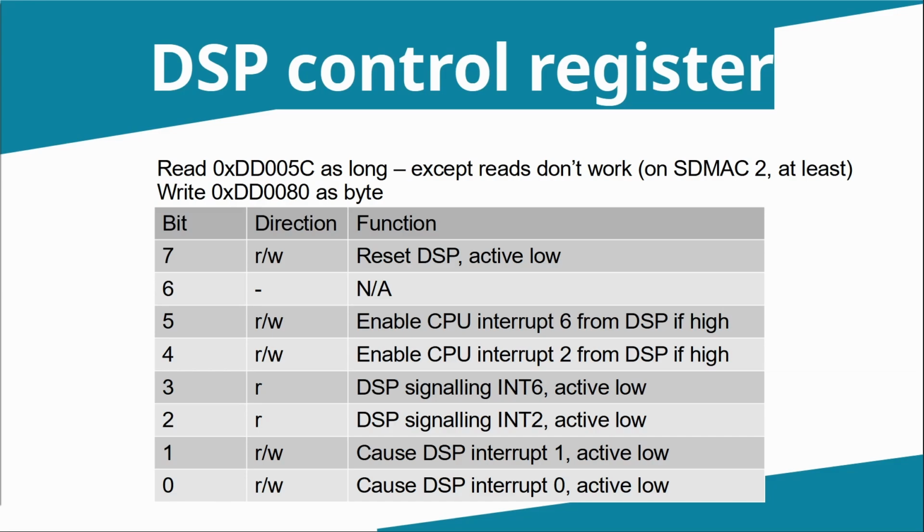Finally, we've got bits 1 and 0, which are extremely useful and important. They allow the CPU to interrupt the DSP. And here, the DSP interrupt level 0 is higher priority than level 1. They're active low. And in a moment, we'll see how to use some of these signals in order to get this DSP going.